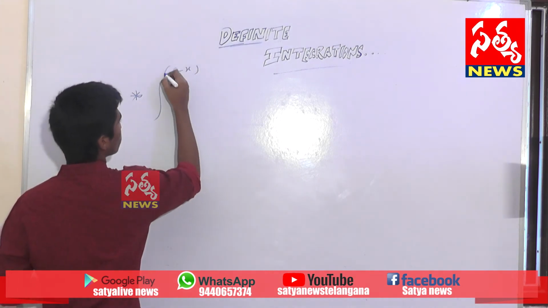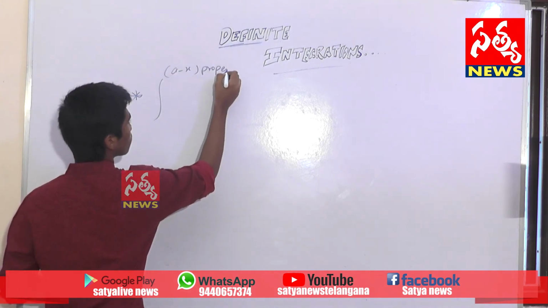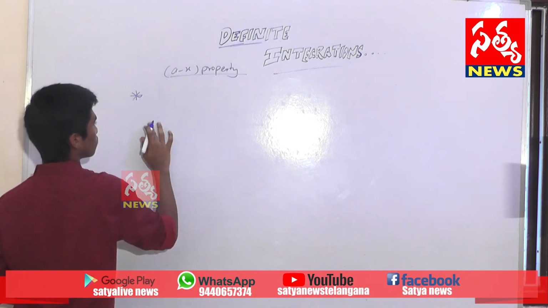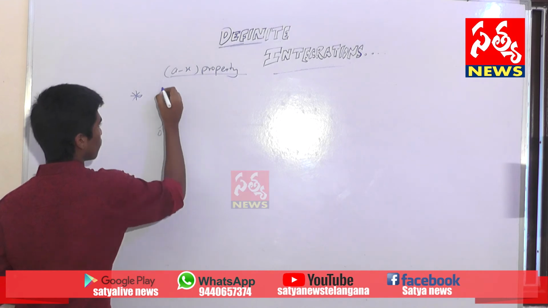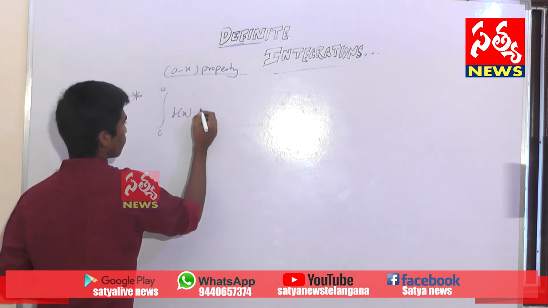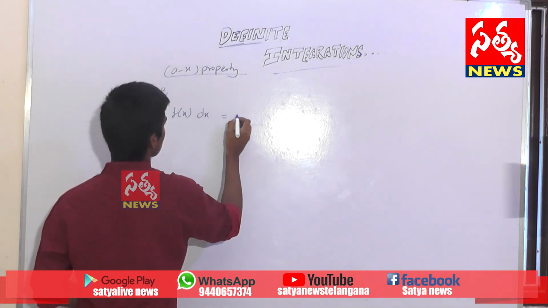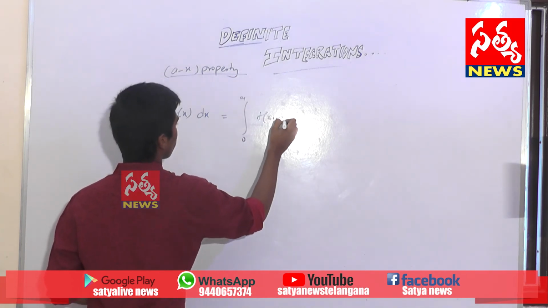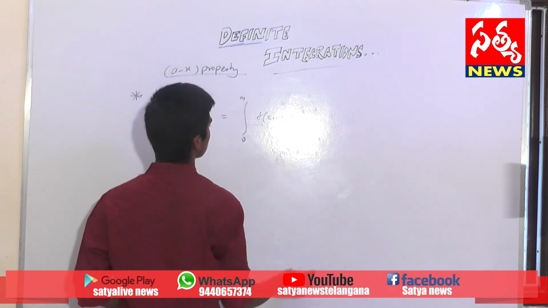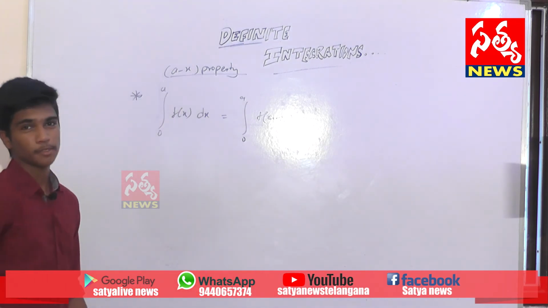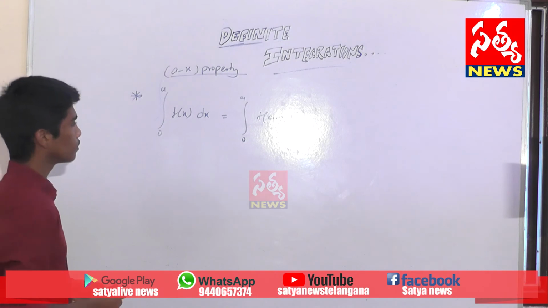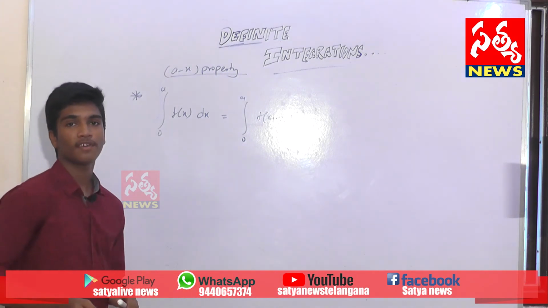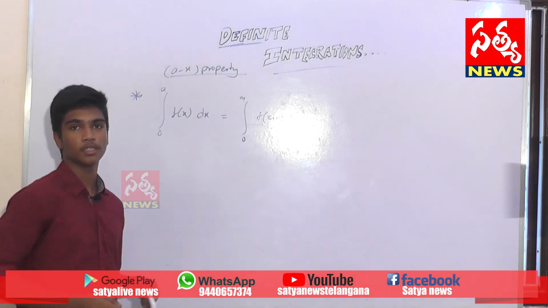A minus x property, or else integration of 0 to a f of x dx is nothing but integration 0 to a f of a minus x dx. This is same as a plus b minus x property, so I am not resolving it. I have given all the properties and the formulas in the description.